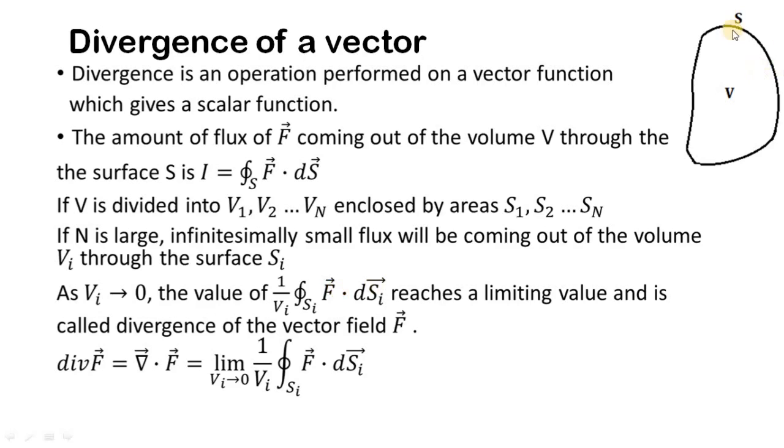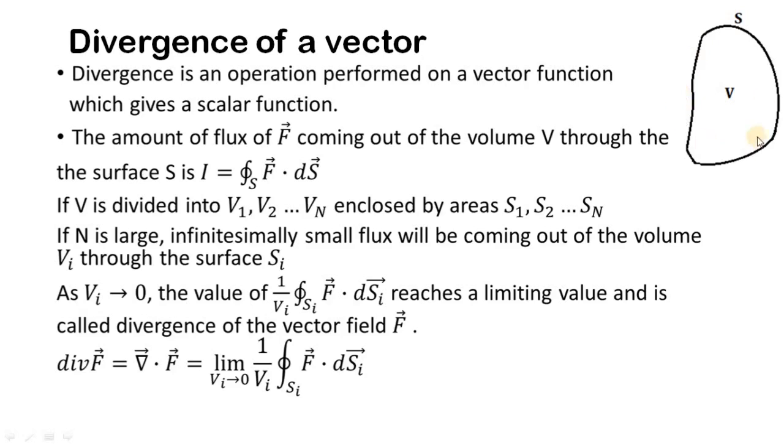Consider a closed surface S enclosing a volume V in the region of a vector field F. We have studied in the earlier video the three different types of integration. In that, we have seen the total amount of flux coming out of the given volume through a closed surface can be calculated using the closed surface integral. Using that, the total amount of flux of vector F coming out of the volume V is equal to the closed surface integral vector F dot dS vector.